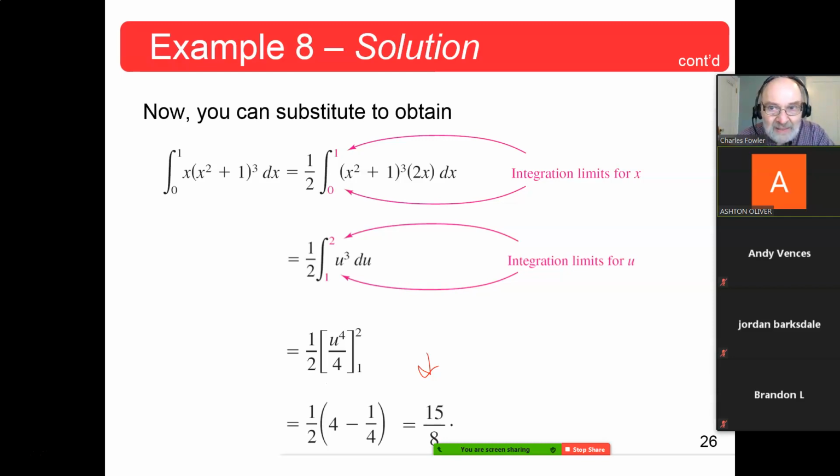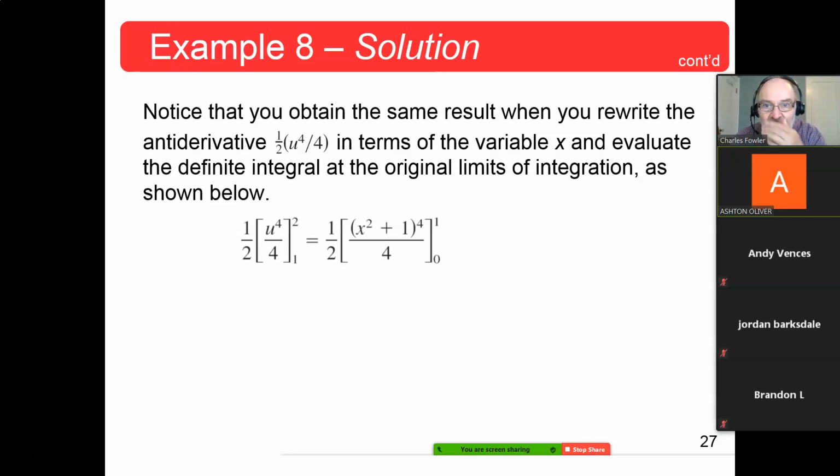That was example 8. Notice that you obtain the same result when you rewrite the antiderivative, 1/2 u to the 4th over 4, in terms of the variable x. That would be 1/2 of x plus 1 to the fourth power over 4, like we would do if we were doing indefinite integrals. Evaluate that from 0 to 1.